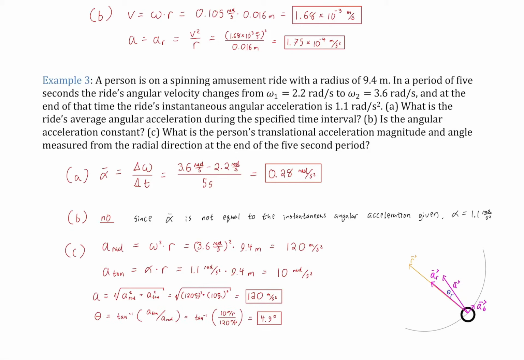All right? And so then let's find the angle. We're going to find the angle by just considering opposite over adjacent. So a_tan over adjacent, which is a_R. Right, so a_tan over a_R, take tangent inverse. So take tangent inverse of 10 over 120, and you get 4.9 degrees.